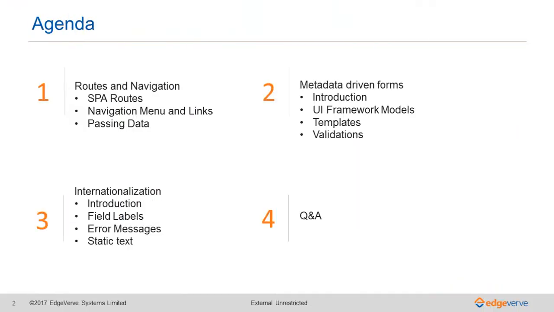In today's session, primarily aimed at Metadata Driven UI, we would cover how to configure routes for a single page application. We shall also learn defining navigation links, imperative routing, and passing data across routes. We will discuss and understand various UI framework models, their features and usage to generate the desired UI form with validations. Finally, we will learn how to internationalize the application, including labels, error messages, and static text.